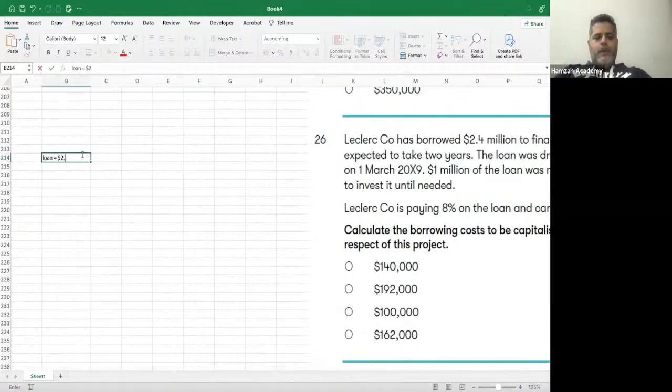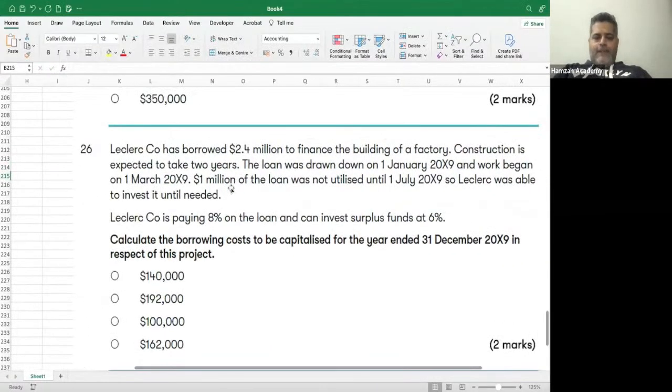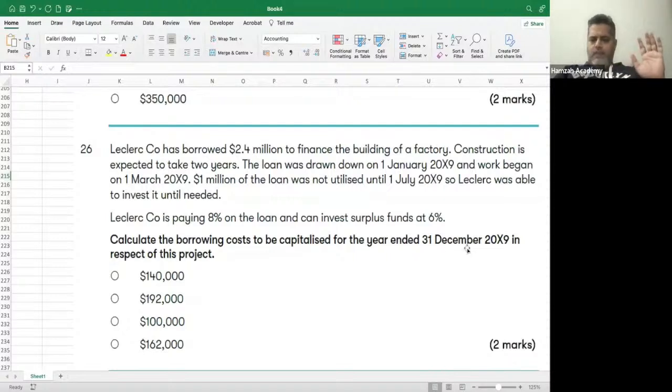The loan is for 2.4 million. We got the loan on 1st January, but we started off the work on 1st March. Year end is 31st December. So for the whole year, the interest cost is going to be there. January, February, 2 months are not there. From 1st March, we have to capitalize. So out of 12 months, for 2 months we are not supposed to capitalize, but for the 10 months, March to December, we will be capitalizing.